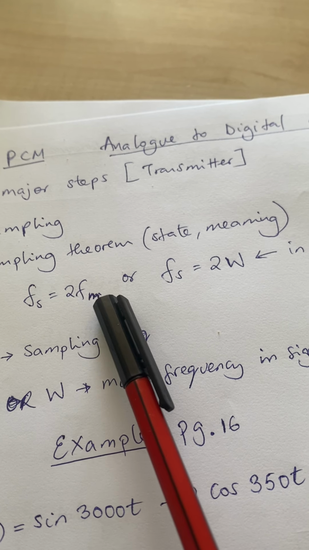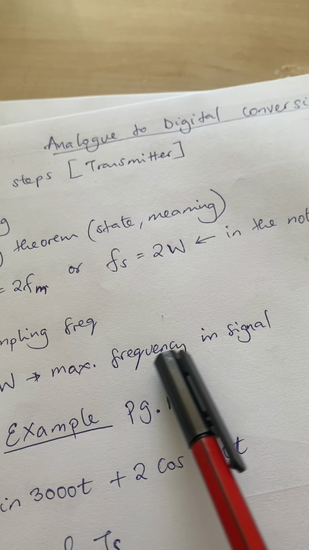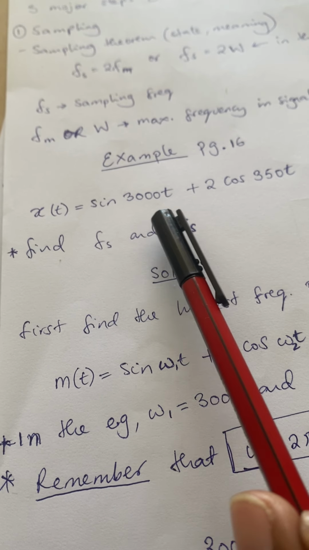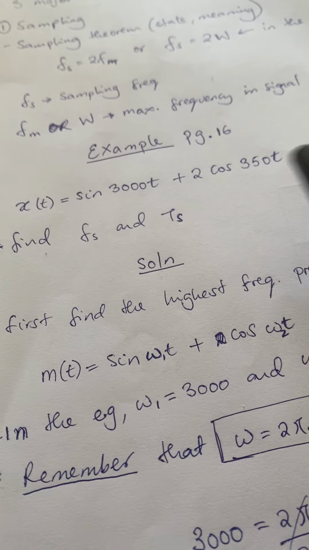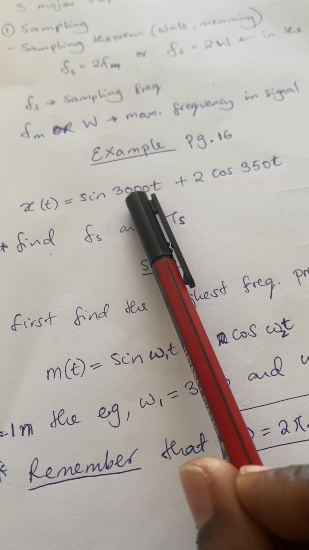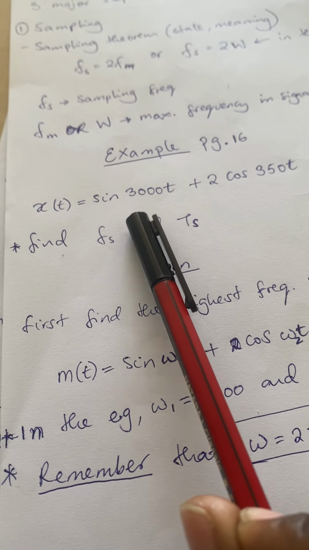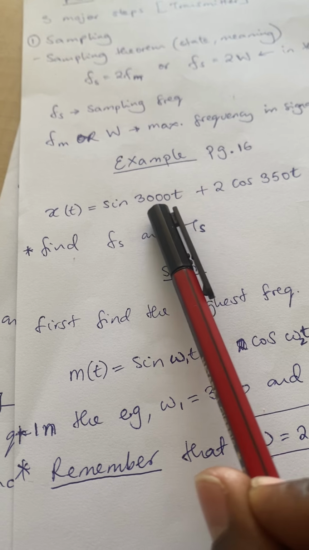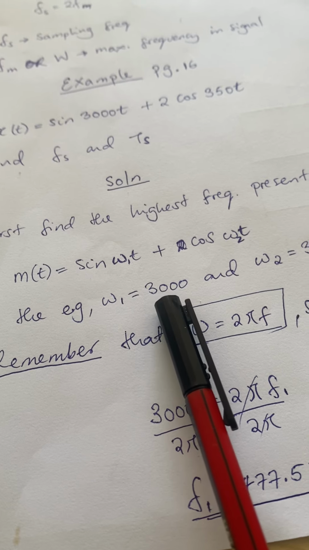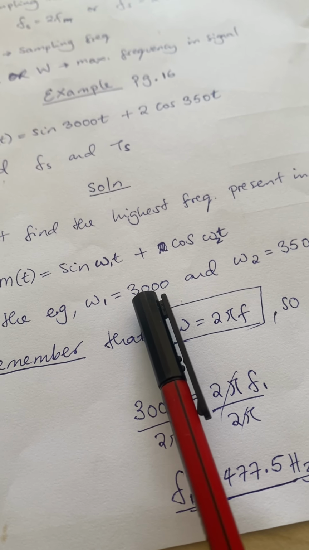I'm coming back to this equation. We are looking for fm, which is the maximum frequency, or the highest frequency, that is present in the signal. If we go back to this equation, we have 3000 and we have 350. The higher number of the two is 3000. So I'm only going to concentrate on omega 1, 3000, because this omega is going to give me the higher frequency of the two.